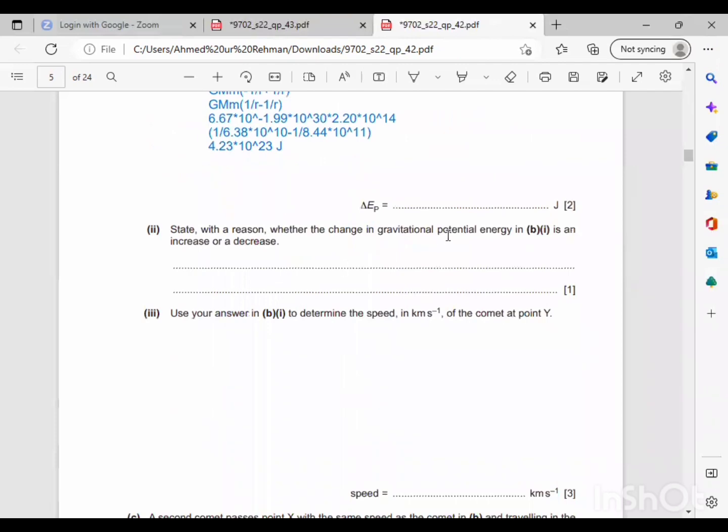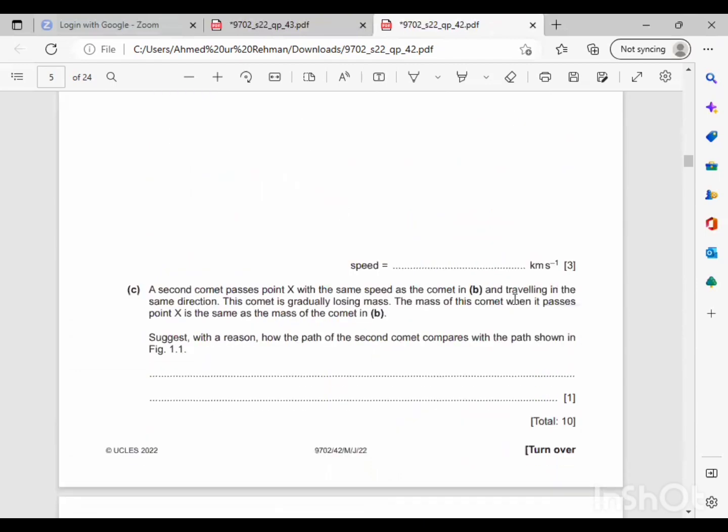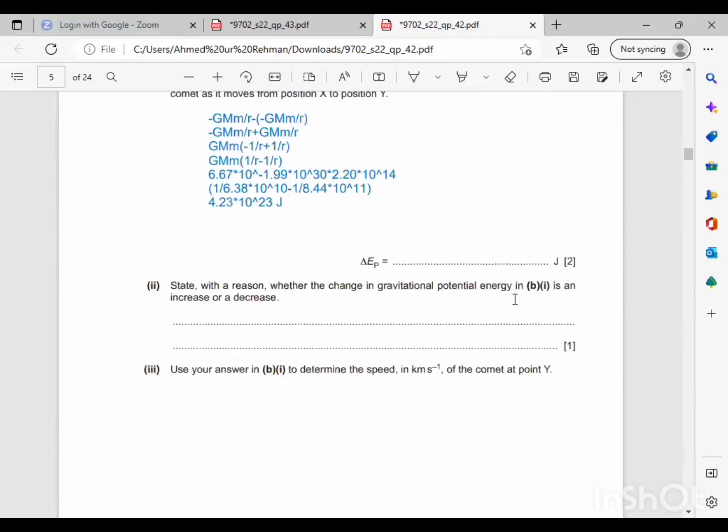Okay, say the reason whether the change in gravitational potential energy is an increase or a decrease. Every surface, like every planet, is going to have its own gravitational force, which is basically an attractive force. So if the comet is moving away from it, it's doing work against that attractive force. So the gravitational potential energy is going to decrease. Why? Because it's going to convert into kinetic energy because it has to move away. So that is the idea I'm going to explain.